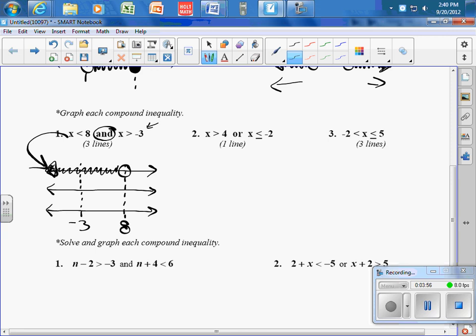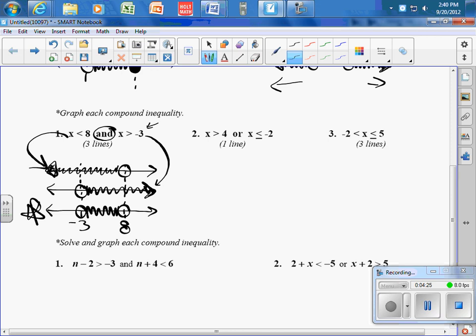On the next number line, we're going to graph the other inequality. X is greater than -3. What do we do there? Hollow circle on -3, shade everything to the right. Now, where is it these overlap? Well, it's open at -3, it's open at 8, but it is shaded everywhere in between, and this is the actual answer, the bottom one, everything from -3 to 8 exclusive.